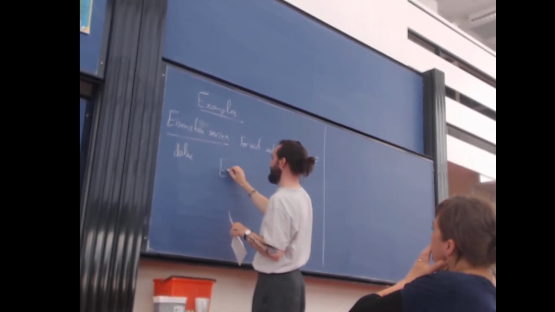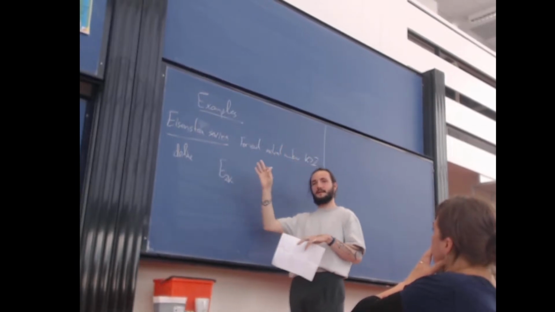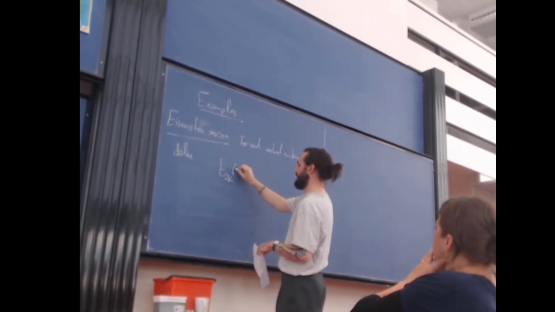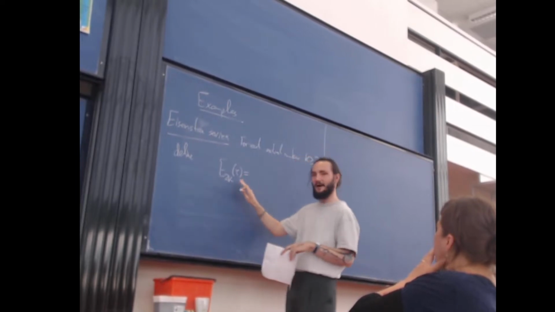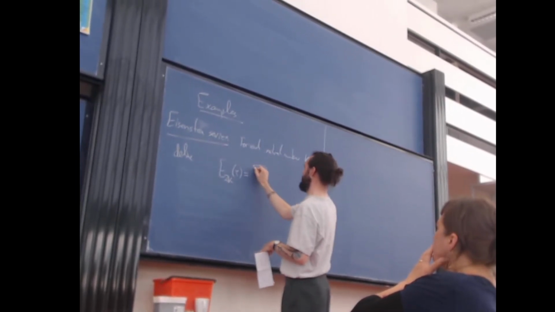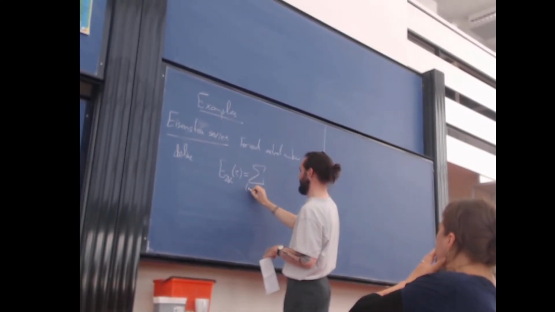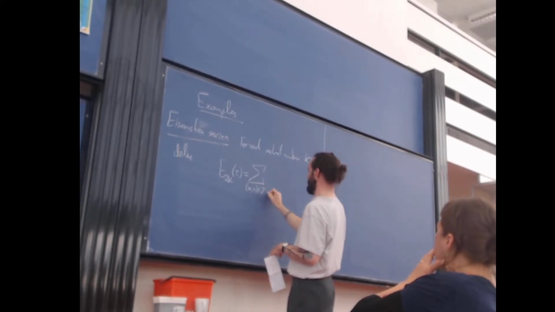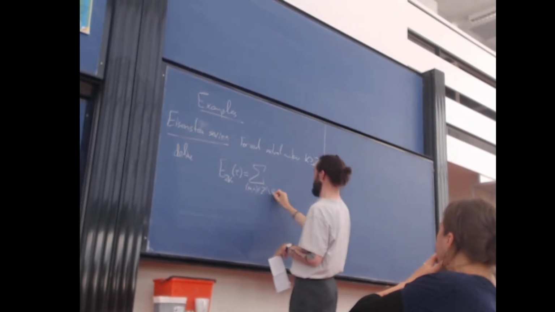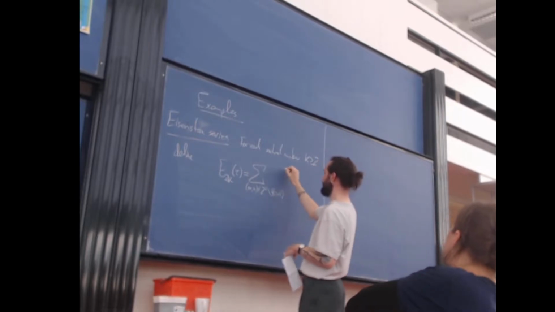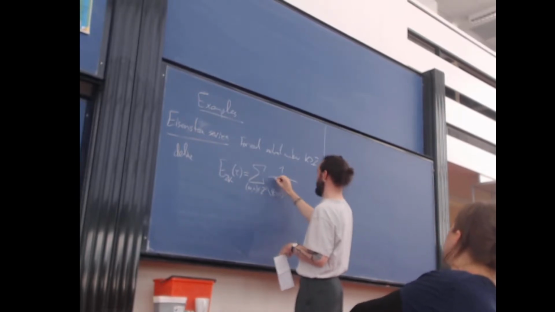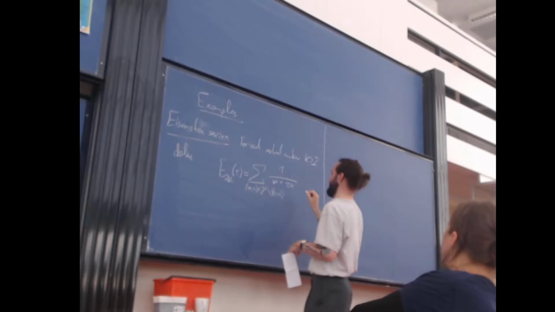I'm going to call it E_k. It's going to be the 2k Eisenstein series. And it's defined by sending some tau in the upper half plane to the following sum: the sum over m, n inside the integers, taking away the origin, of 1 divided by m plus tau n.